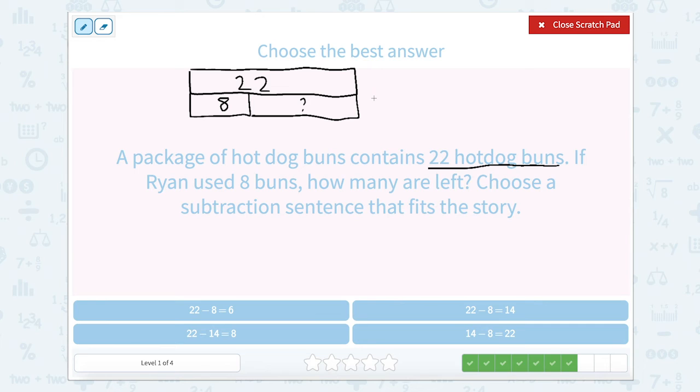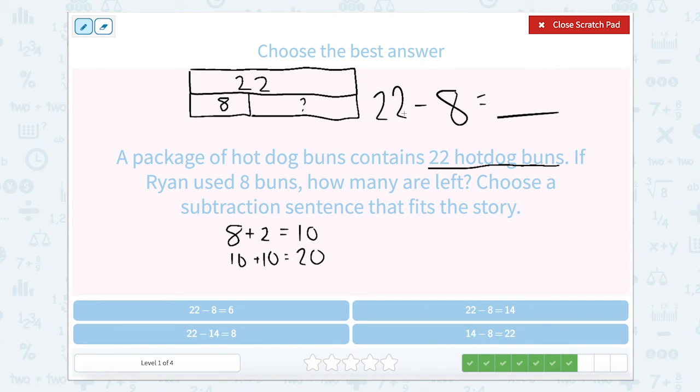Well, we can look at it this way. 22 minus 8 equals something. So I can count up. I like to count up if I'm not sure. So I can do 8 plus 2, and that's going to give me 10. And then 10 plus 10 equals 20. And we're trying to get to 22. So if I'm at 20, I'm going to add 2 more. So 20 plus 2 equals 22.